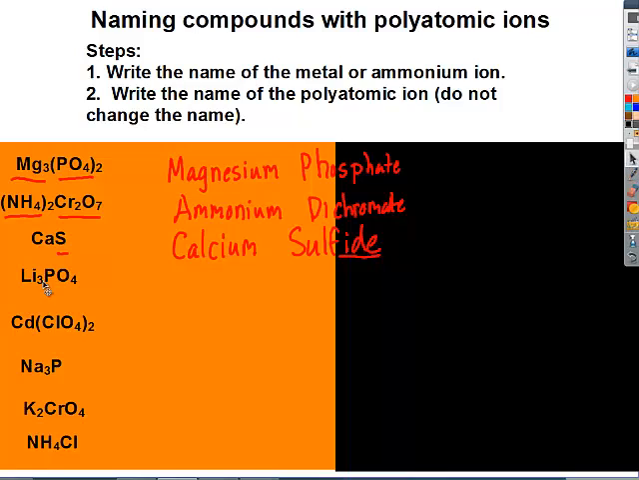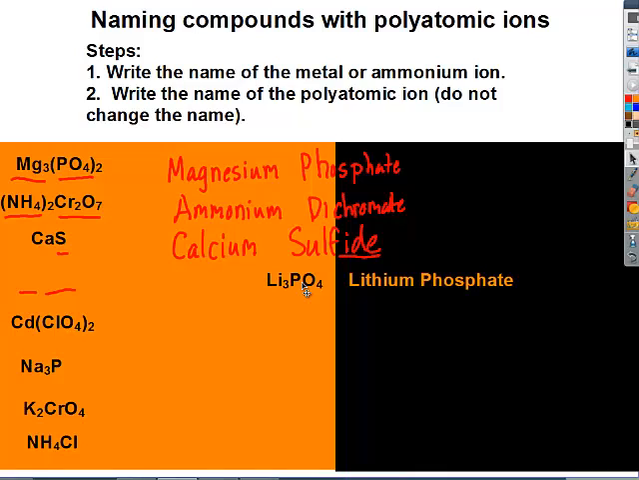I have Li3PO4. My first one is Li. Li, if you look on your periodic table, is called lithium. PO4, on the other hand, if you flip over to the back, PO4 is called phosphate. So we're going to put them together, and we're going to name it lithium phosphate. Okay.